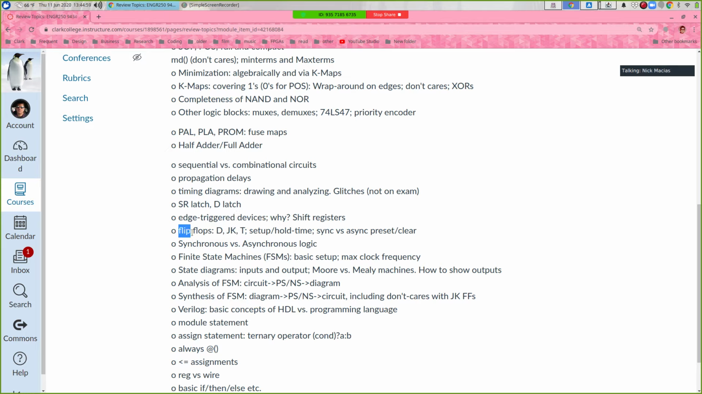All right, so edge trigger devices, these are called flip-flops. There's a data flip-flop, a JK flip-flop, a T flip-flop. I won't ask you about SR flip-flops. Setup and hold time, these are timing requirements. Setup says we have to have the input stable before the clock ticks. Hold says we have to have the input stable after the clock tick. We can also have presets and clears, and those could be synchronous, meaning they only take effect when the clock ticks, or they could be asynchronous, meaning they take effect immediately.